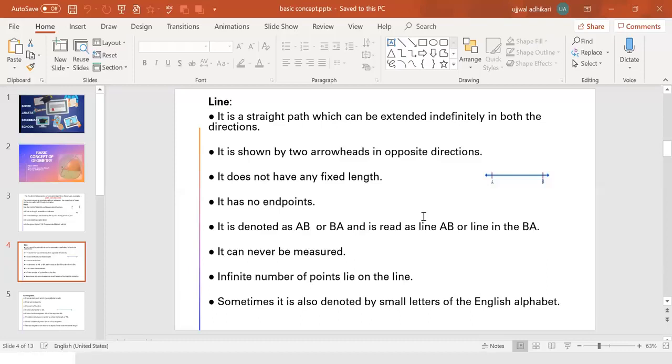Students, you must remember the concept of the points. A point is the dot, and you can put many dots on one line. Sometimes it is also denoted by a small letter of the English alphabet.